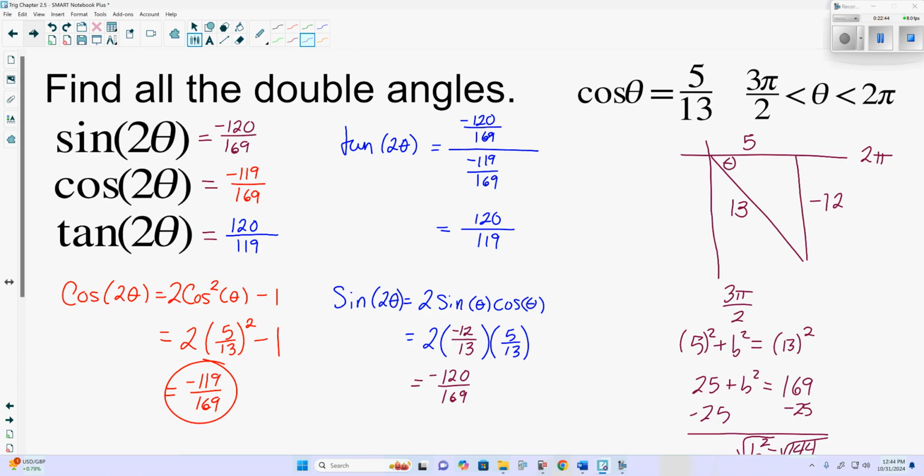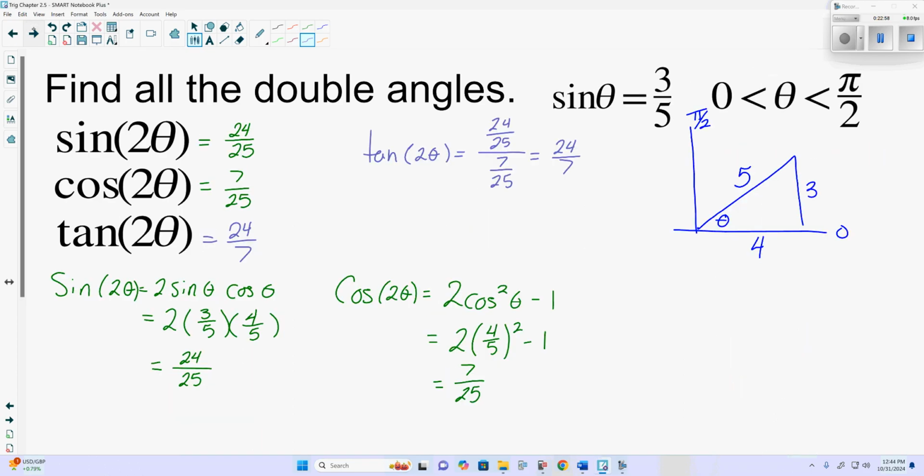Yeah, because here also, if we look at each one of them, because it's sine of 2 theta, cosine of 2 theta, tangent of 2 theta, it's a double angle, we're multiplying it by 2. If it was theta over 2, we'd use half angle theorems.